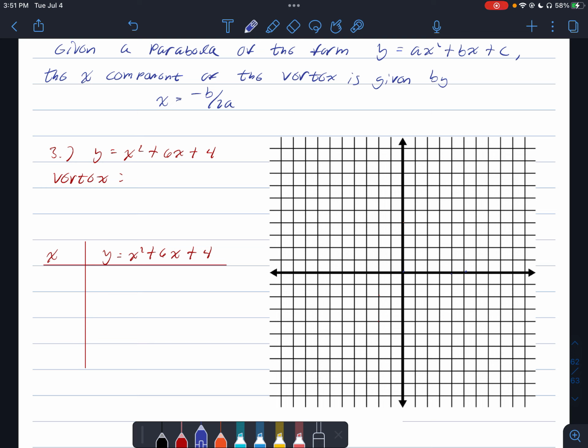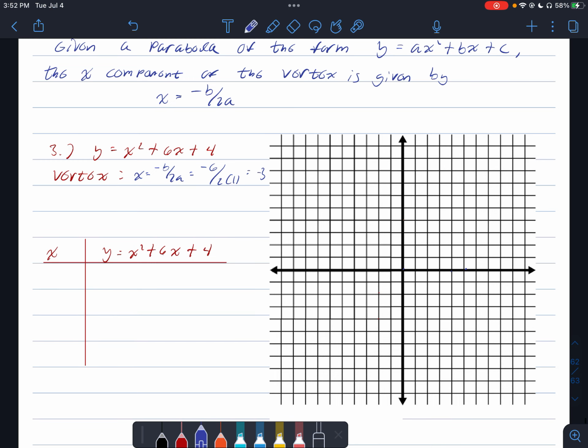So for this one, we have y equals x squared plus 6x plus 4. So if we have x equals negative b over 2a, that'll be negative 6 over 2 times 1, or negative 6 over 2, which is just negative 3. Okay, so the x component of our vertex is negative 3. So to find the y component, all we do is plug in x equals negative 3.